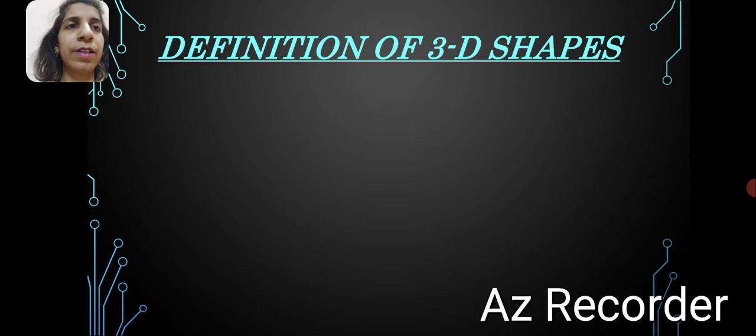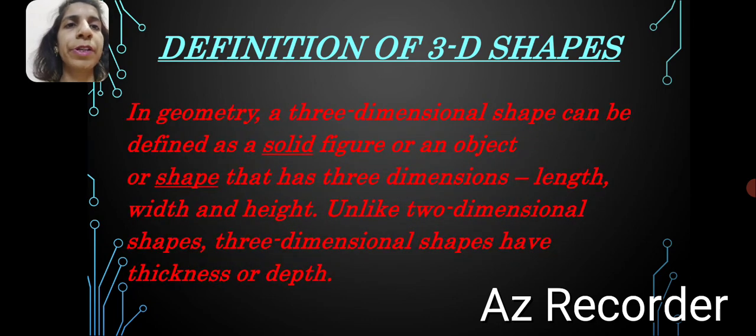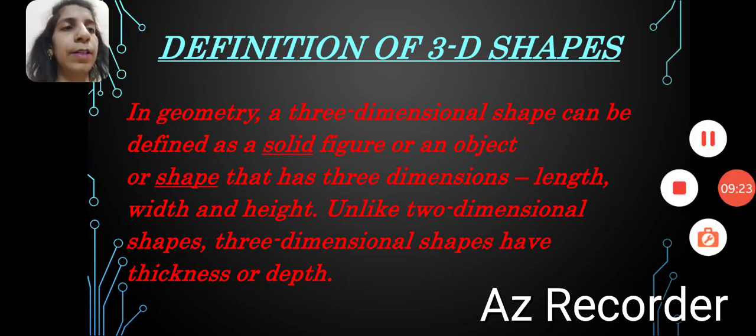Next, what is the definition of 3D or three-dimensional shape? In geometry, a three-dimensional shape can be defined as a solid figure or an object or shape that has three dimensions: length, width and height. Unlike two-dimensional shapes, three-dimensional shapes have thickness and or depth. Yes. Okay, students.